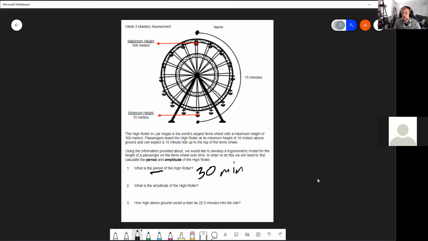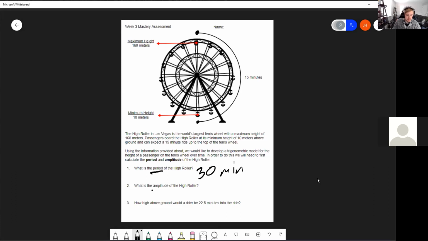I think a lot of people got that one. Pretty much, yeah, most people will realize that. By the way, guys, while we're going over this, feel free to ask questions in the chat on Zoom if you have any. So that's the period of it. It takes about 30 minutes to go all the way around, right?